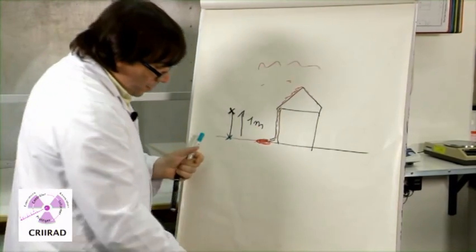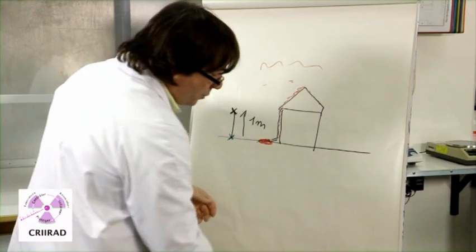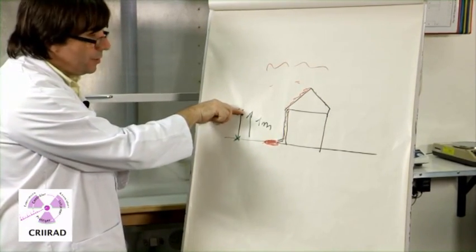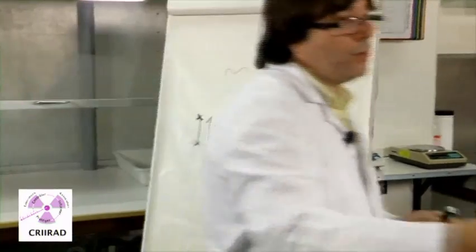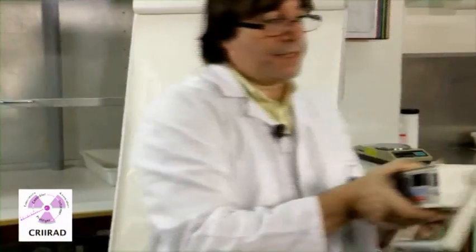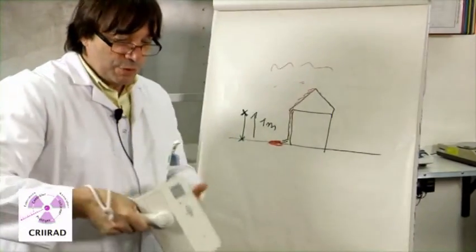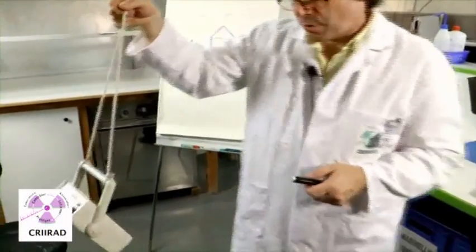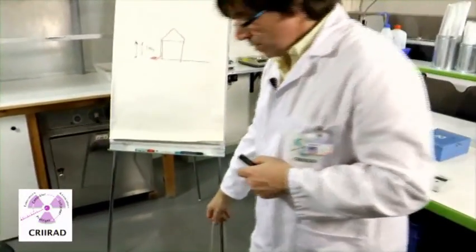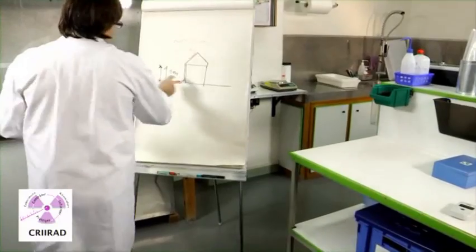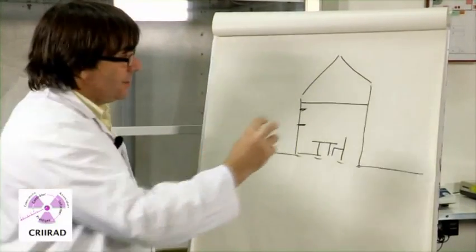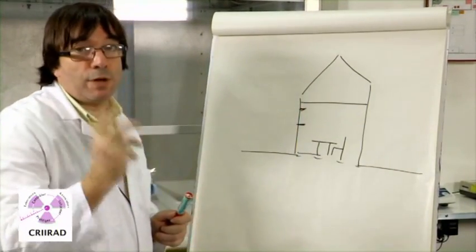So you really have to check the global ambient radiation 1 meter above ground, and what is useful is to use this kind of device, because you really can check radiation like that, 1 meter above ground or on the soil. And it's also important to check for hotspots. In the most contaminated places, it's very important to check the radiation inside your house.